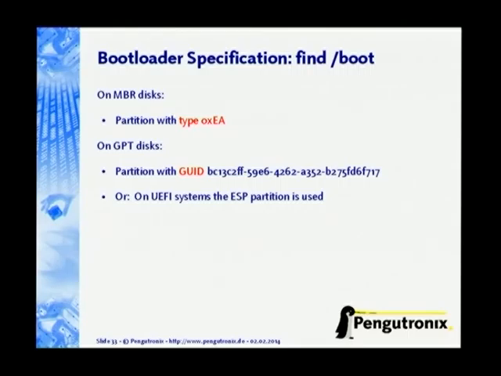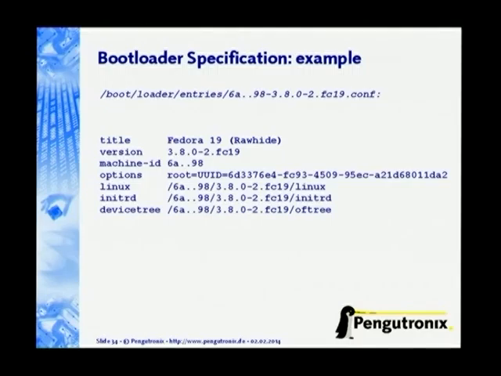So how does it find the root partition? On MBR it looks for a special partition with type 0xEA. And on GPT it looks for this UUID here, and it uses that as root and looks for these entries. And the entries look like this one here. You basically have a text file with the title, a version, the machine ID, options, Linux, initrd, and we added the device tree to the specification. When this was first written, for embedded ARM, this option wasn't available. We brought that into the spec recently. And this is basically everything the bootloader needs to know about that boot target. If you have this information, that's basically all you need for one of those boot target slots I showed you on my first image over there.